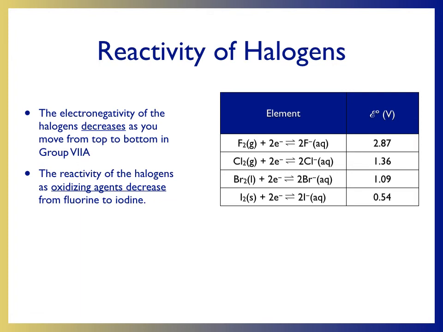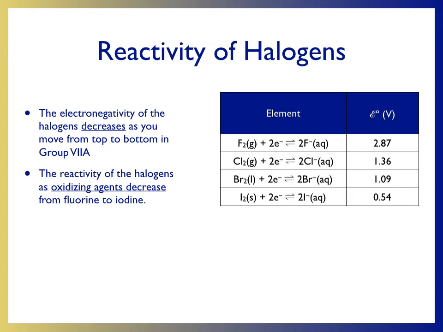We can look at this by looking at standard reduction potentials, which we studied a bit in our electrochemistry unit. If you compare the reduction of fluorine gas versus iodine gas, you see that the reduction potential steadily decreases as you move from fluorine to iodine. This means that fluorine is more apt to being reduced than iodine is. This means that fluorine is a much stronger oxidizing agent than iodine is.